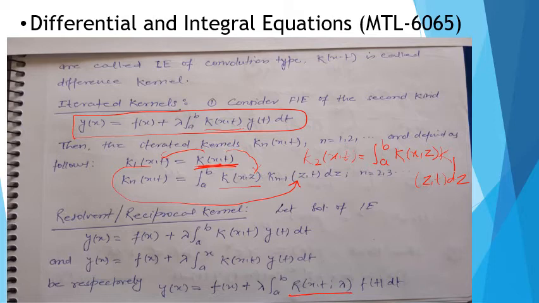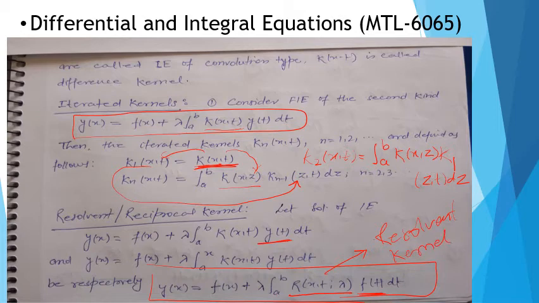Everything is the same as the integral equation y(x) is equal to f(x) plus lambda integral a to b R(x,t;lambda) f(t) dt. Remember that y(t) is replaced by f(t). Then this is the integral equation with resolvent kernel. This R(x,t;lambda) is the resolvent kernel.